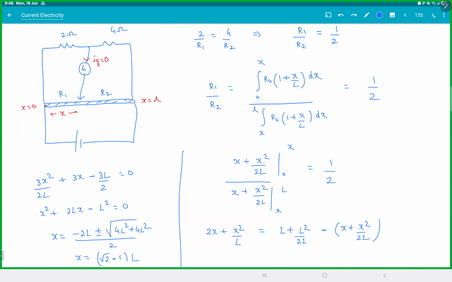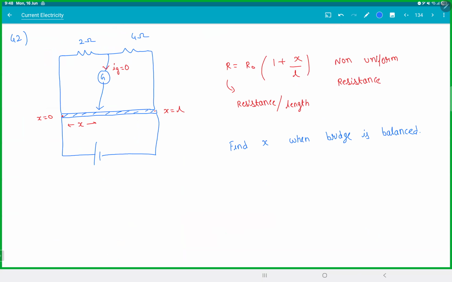Yeah, so generally in the meter bridge, they can either ask about the precautions or they can do something of this sort. Instead of a uniform wire, they'll give you something non-uniform. That's about the meter bridge.